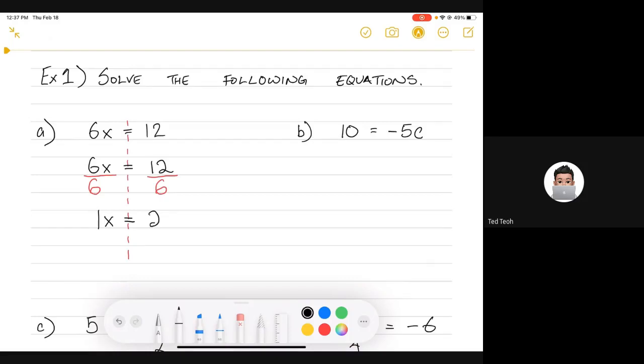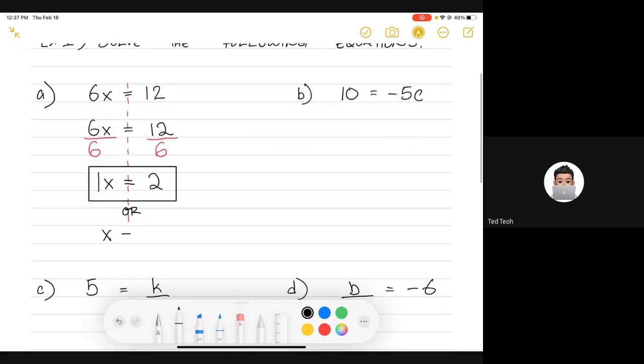When I have 1x, it is the same thing as just saying x. So when I have an x by itself, it's the same thing as having 1x. Whenever I see a letter by itself, I have to remember that there's an imaginary 1 in front of it. And that's how you solve a linear equation when you're multiplying by a variable. So let's try the second example here. I have 10 equals negative 5c.